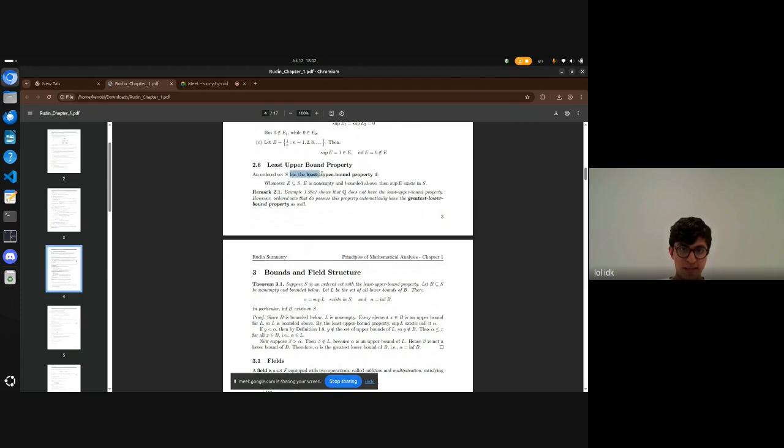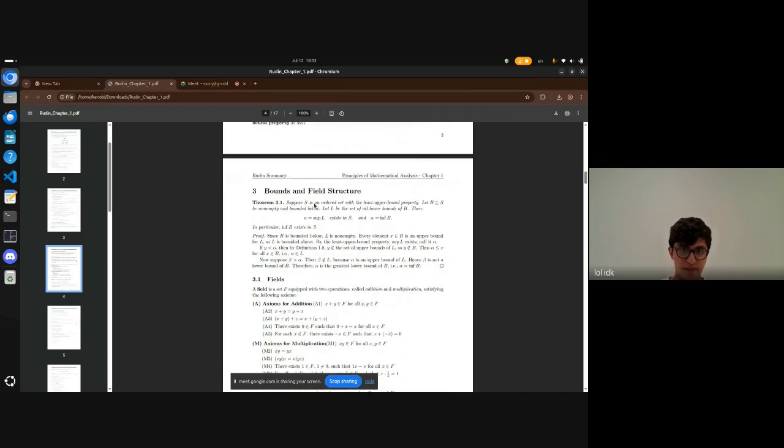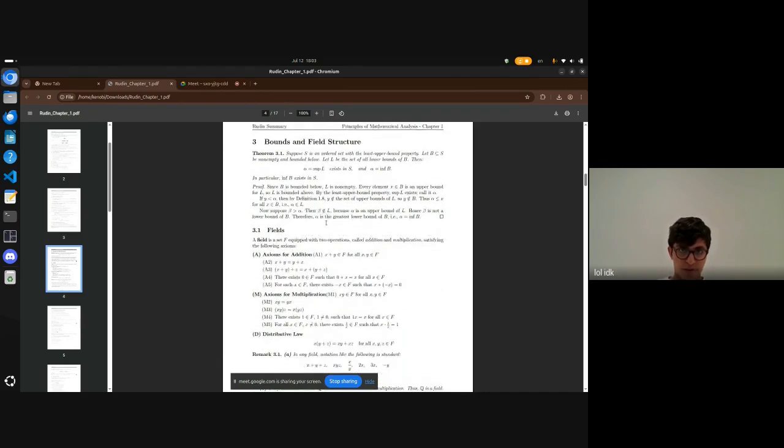An ordered set S has the least upper bound property if whenever E is a subset of S, E is non-empty and bounded above, then the supremum of E exists in S. Okay, now we have bounds and field structure. Theorem 3. Suppose S is an ordered set with the least upper bound property. Let B be a subset of S, non-empty and bounded below. Let L be the set of all lower bounds of B. Then alpha equals the supremum of L exists in S, and alpha equals the infimum of B. In particular, the infimum of B exists in S.